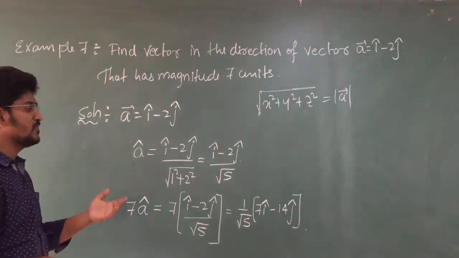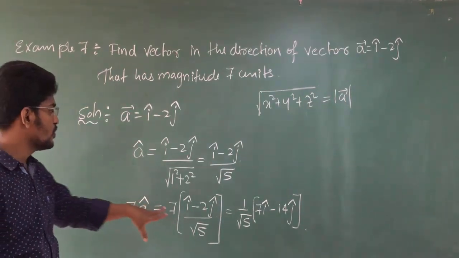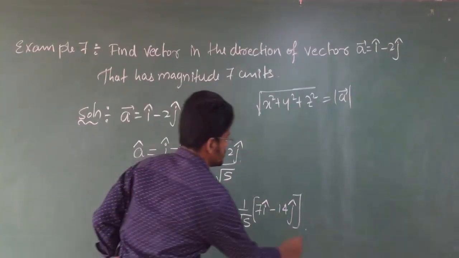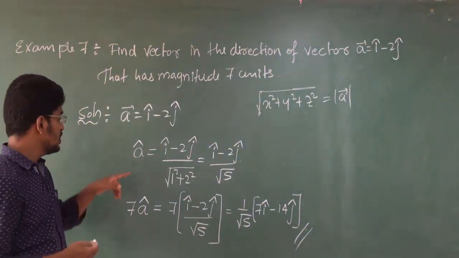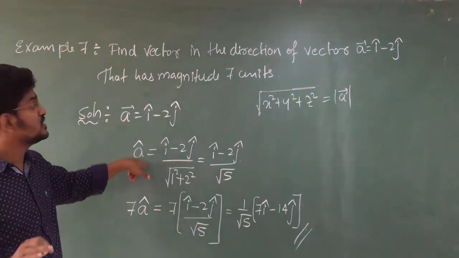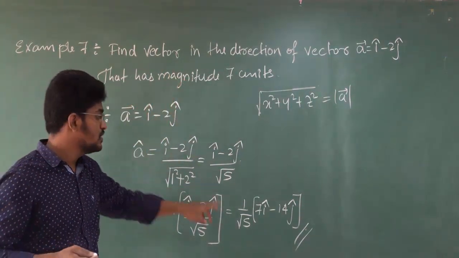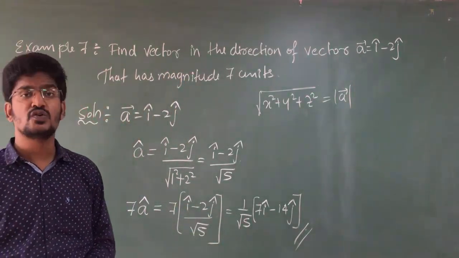Clear? So if you simplify, no problem, magnitude is going to be equal to 7. So therefore, this is your answer. If they ask to find unit vector, this is the answer. If they ask to find a vector with 7 units or some other units, this is the step. Clear? Okay. Let us go to the next question.